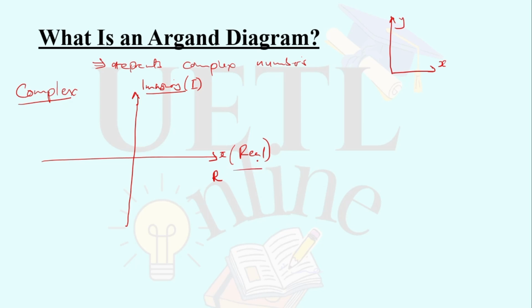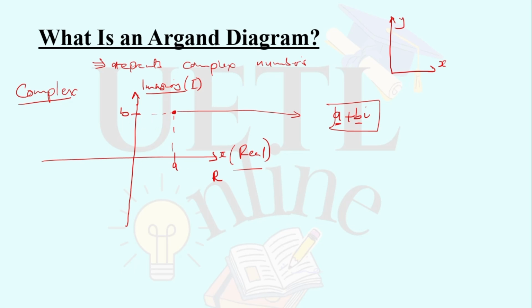Given our complex number, like a plus bi, we take this a and plot it on the x-axis, and we take this b and plot it on the imaginary axis. Now we are going to represent our complex number as a point here. So this is it on an Argand diagram. It is a plane which represents complex numbers as points, with a here for the real part and b here for the imaginary part.